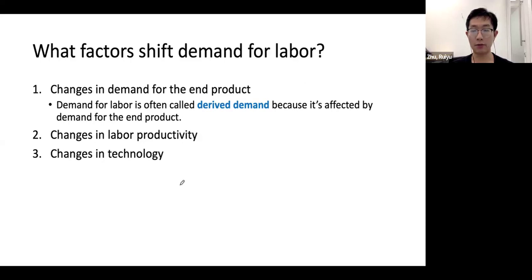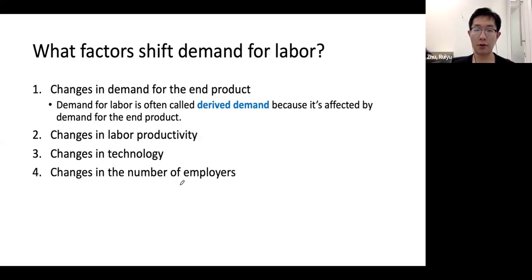labor demand, right? But instead, if we believe that generative AI is complementary to labor, so that it will increase labor productivity, the firms will find it profitable to hire more labor, more workers, right? So that will increase the labor demand.